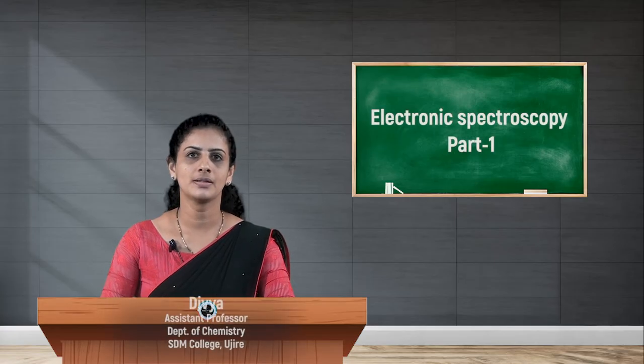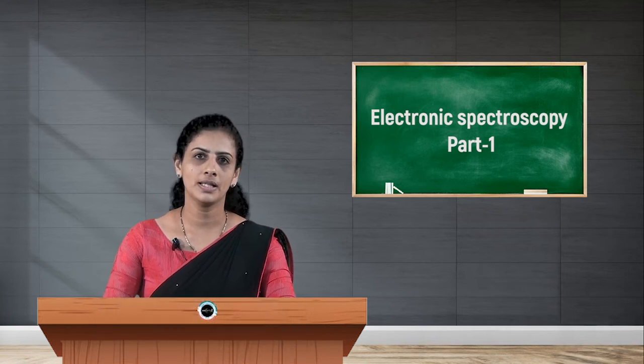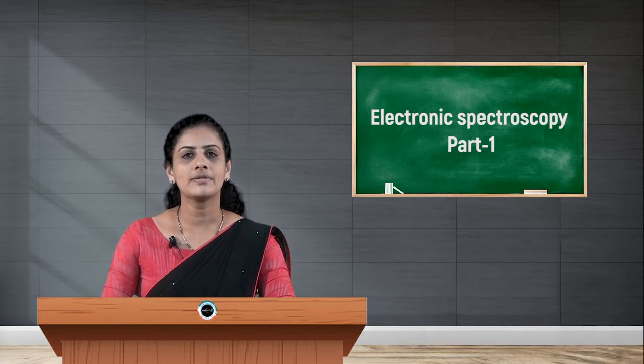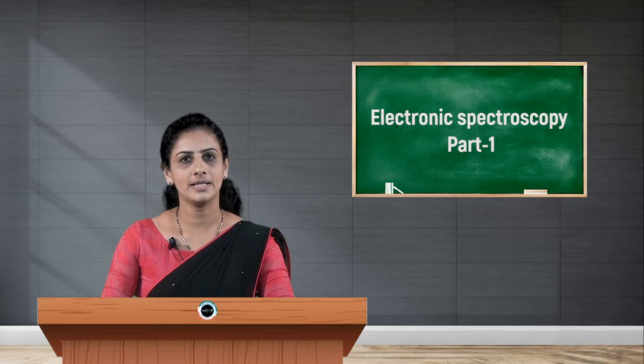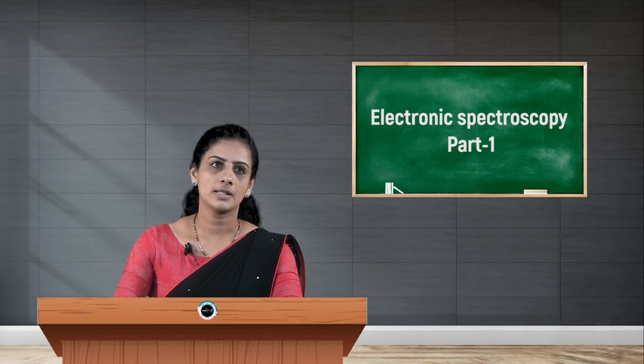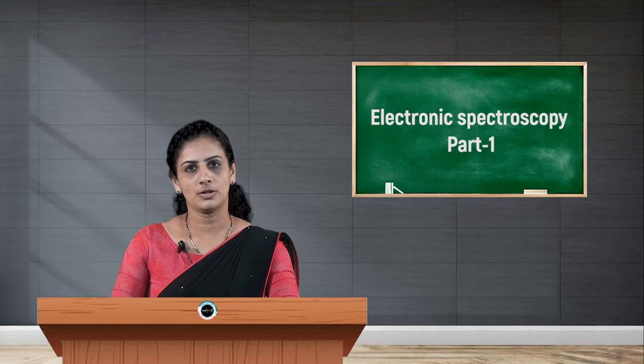Hello students, in this video I am going to explain the concept of electronic spectroscopy. Before explaining this, you should know what spectroscopy is. Spectroscopy is the study of the interaction of electromagnetic radiation with matter. There are different types of spectroscopy like mass spectroscopy, NMR spectroscopy, IR spectroscopy, electronic spectroscopy, etc. Today I will explain electronic spectroscopy.